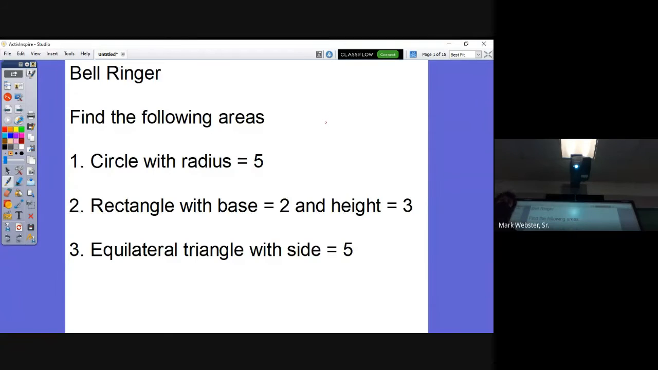With a circle, remember, just finding the area, pi r squared, right? Circle with radius of 5, well, we're just going to do r squared, so 25 and pi, right? Simple as that. For a rectangle, we're just looking at base times height, so 2 times 3 is 6, right? And then finally, an equilateral triangle with a side of 5.